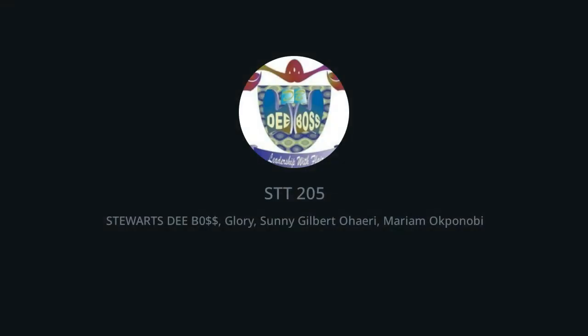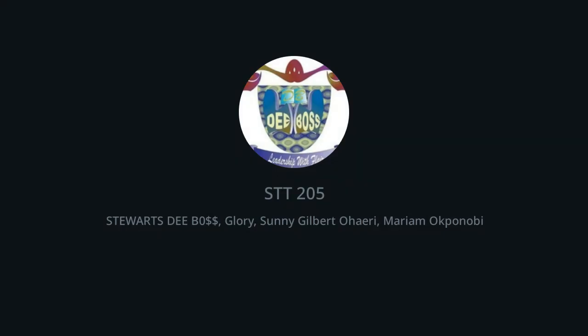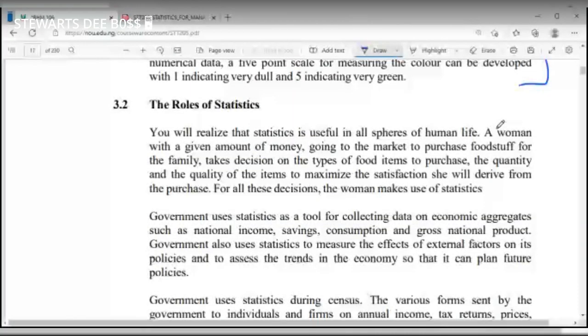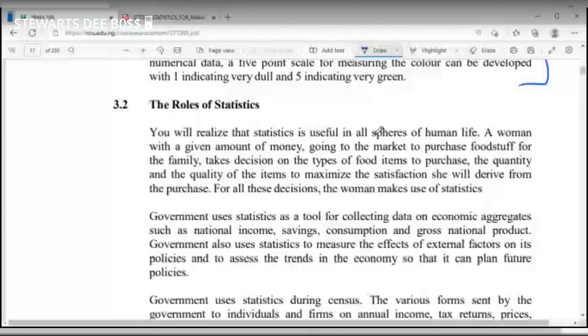Let's take it again. You will realize that statistics is useful in all spheres of human life. And then they gave an example. They tried to use the most unlikely of examples so that you will know that, indeed, statistics applies to all spheres of human life. So a woman with a given amount of money goes to the market to purchase foodstuffs for herself and the family. Now, she needs to take a decision on the type of food items to purchase. Apart from that, you need to look at the quality and the quantity of the items.